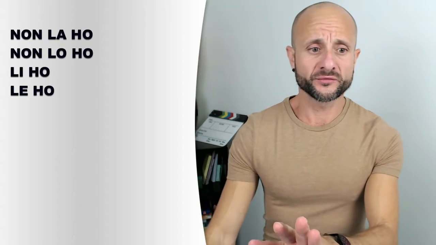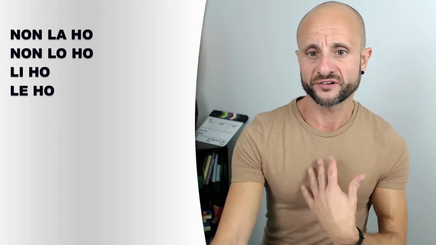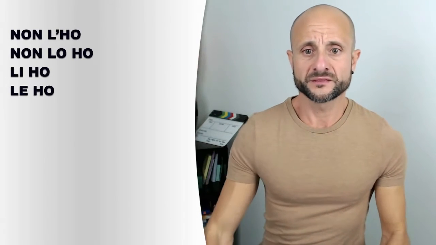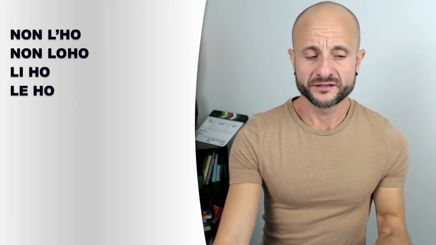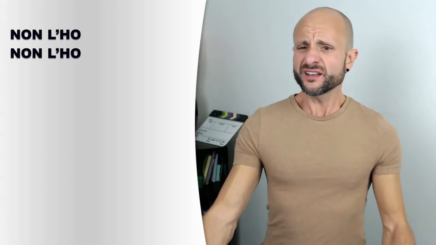Now, this is not right, okay? Whatever I've written, I was just wanting to show you that if you're trying to say I don't have it, you would have to say non, la for it if it's feminine, and then the verb ho. Obviously we would say non l'ho. Okay, that's what we would say. Now, if it was I don't have it where it's masculine, it'd still be non l'ho. And if it was li or le, we would say non li ho, non le ho. It just sounds really weird, especially in the singular. Those ones sound really, really horrible. Non l'ho. What do you say?